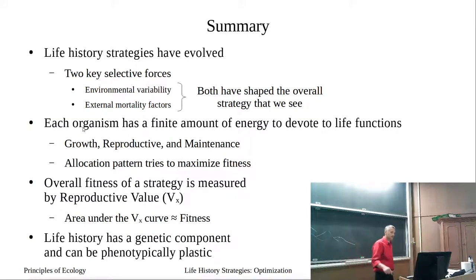These curves are triangular in shape. And what matters isn't necessarily the peak of that curve, but rather the total area under that curve. So if we're comparing two different strategies, what we need to do is look at the area under the curve. The curve that has the most area has a higher fitness, and thus selection should favor that life history strategy. All right, questions?